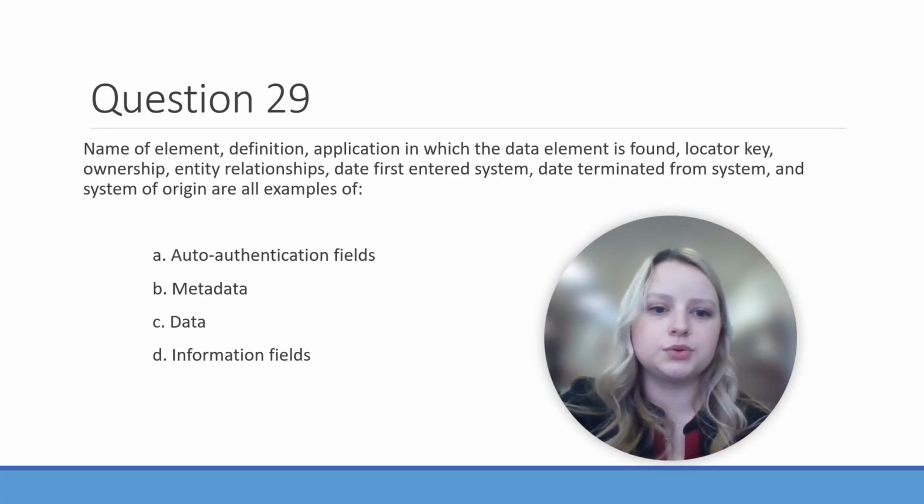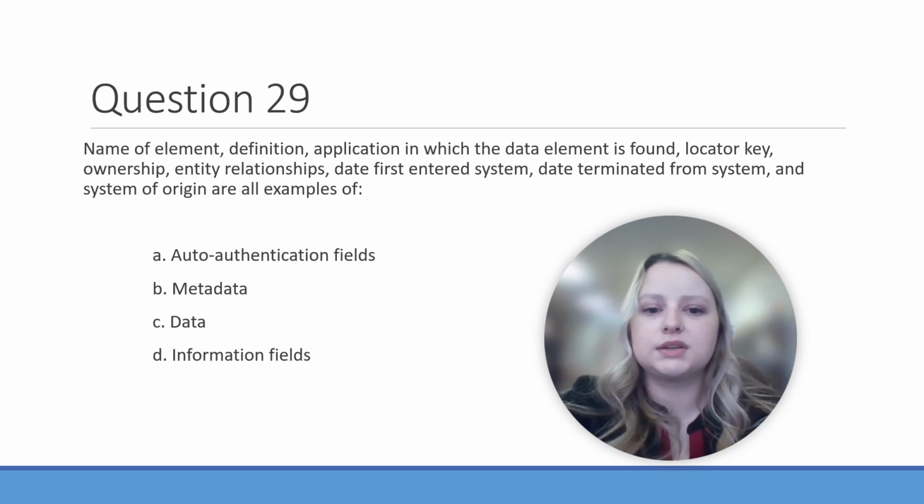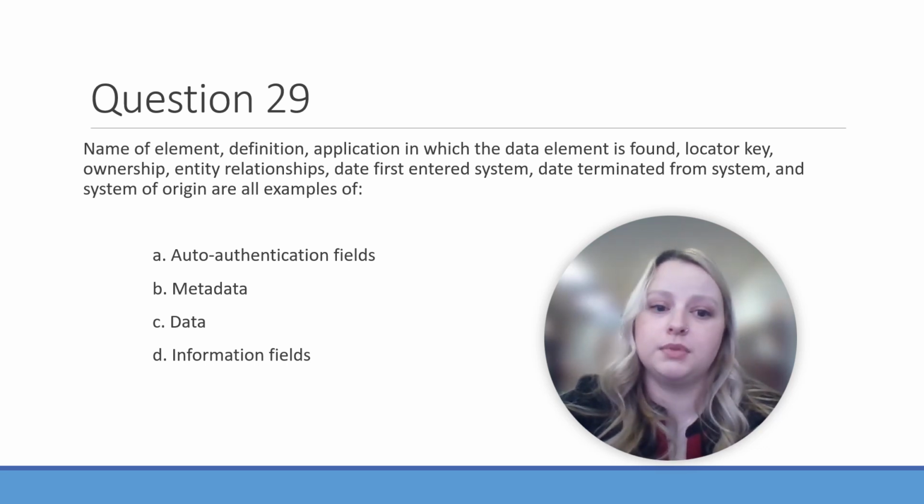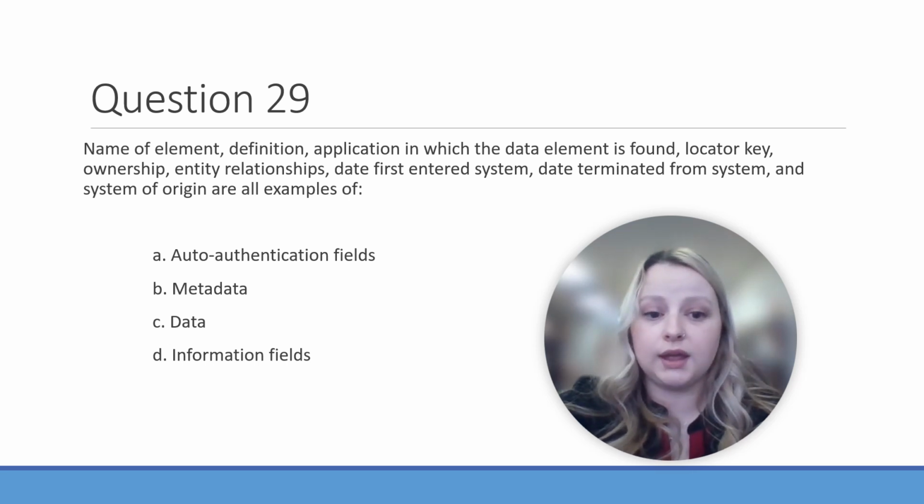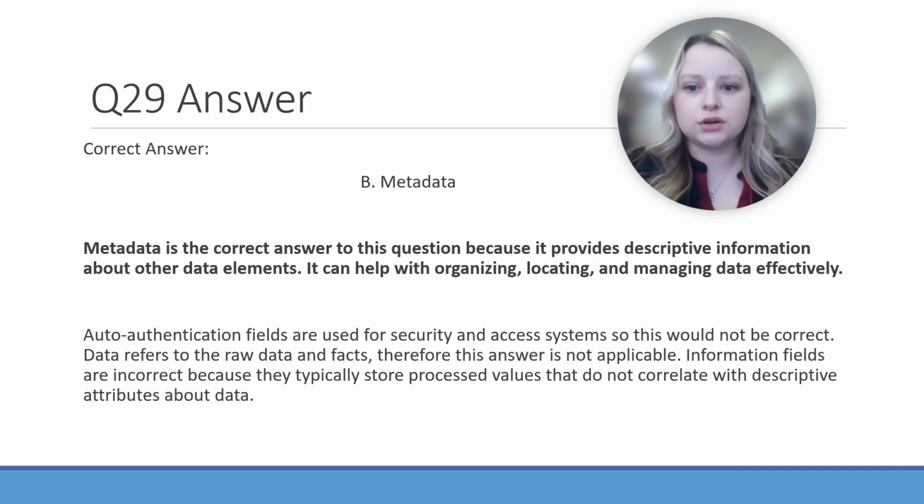All right, question 29. Name of element, definition, application in which the data element is found, locator key, ownership, entity relationships, date first entered system, date terminated from system, and system of origin are all examples of: A. Auto-authentication fields, B. Metadata, C. Data, or D. Information fields. The correct answer for question 29 is B.